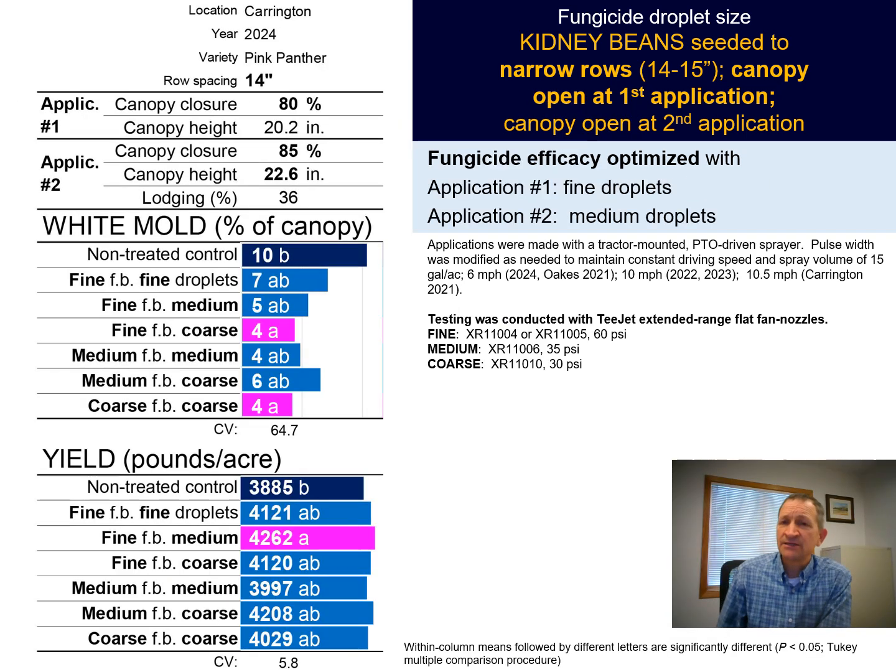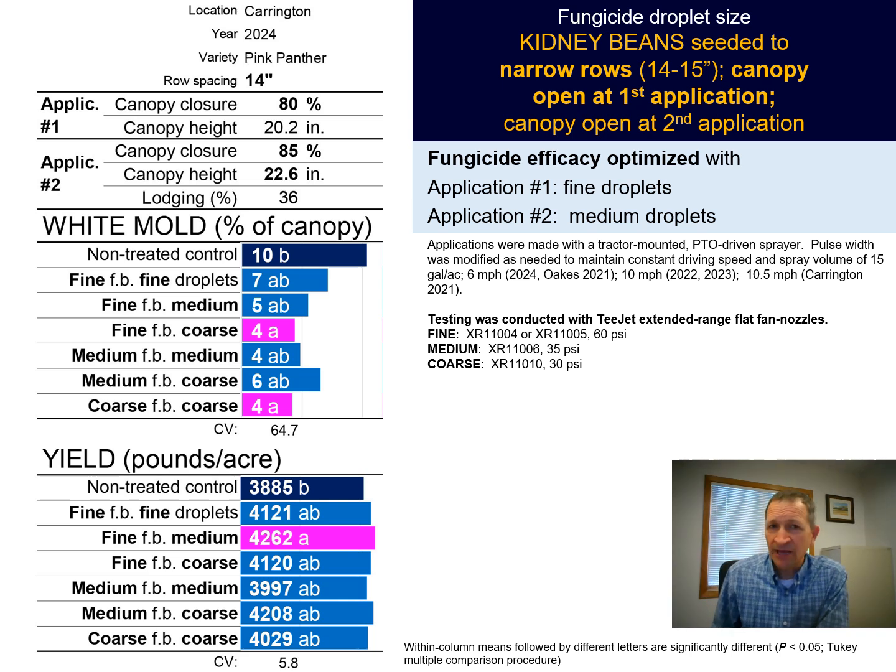What about kidney beans seeded to narrow rows and the canopy wide open in both applications? In this particular study, canopy closure averaged only 80% in the first application. That means 20% of the ground was still showing between the rows and between plants. If you look right down above the canopy and saw how much ground was still showing, that canopy is still wide open. And in the second application, still 15% of the ground was showing. Average canopy closure was only 85%. So in this case, in both applications 1 and 2, the canopy was open.